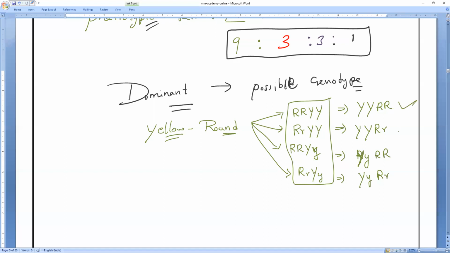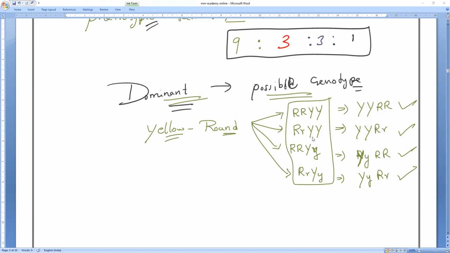So other than this, there are no other possibilities for the dominant one. In the exam, they will ask you only this: what are the possible dominant genotypes of a dihybrid cross or monohybrid cross? So is it difficult to write?